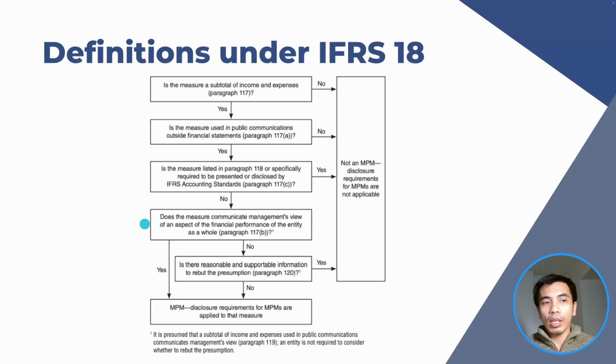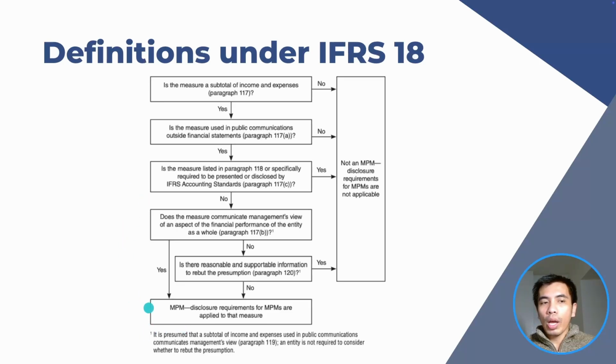However, if all of these three have already been passed, and you're here in this fourth tier of the checklist, you have to ask yourself, does the measure communicate management's view of an aspect of the financial performance of the entity as a whole? For this one, there is already a presumption that the answer is yes. You have to remember that. Because if you are already saying that you have a measure of a subtotal of income and expenses, you're using it to communicate to the public other than the financial statements, and that measure is not listed as an excluded measure under IFRS 18, or it is not required by another IFRS standard, there is already a presumption that, okay, that is already an MPM.